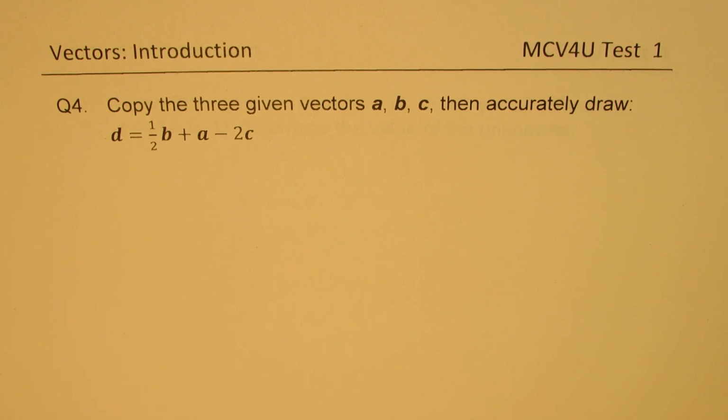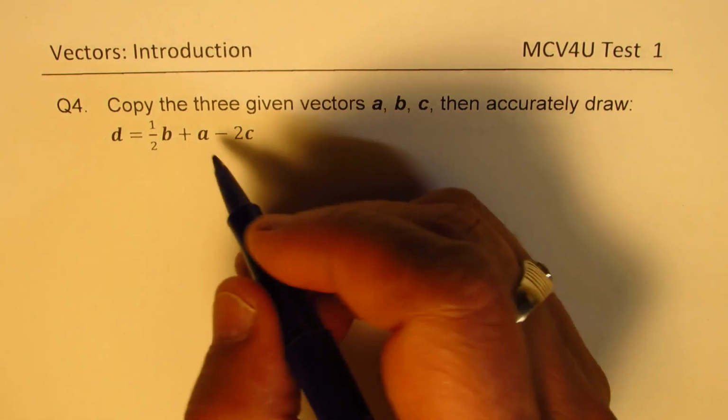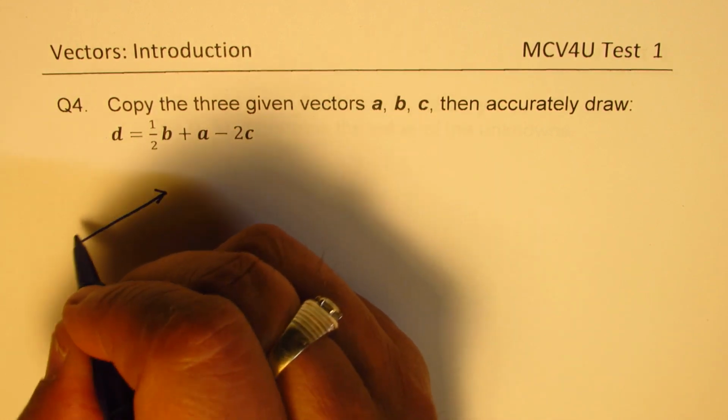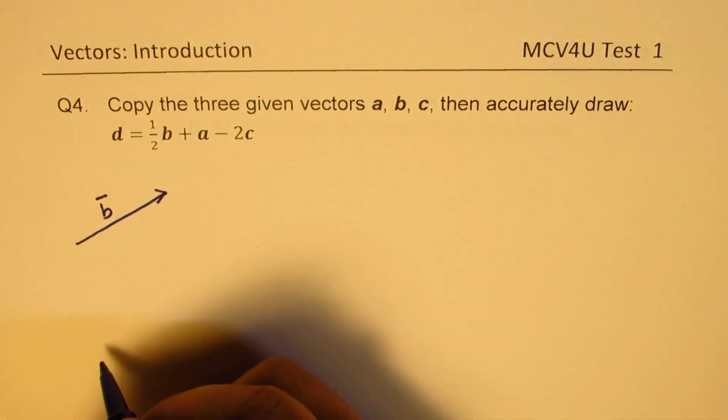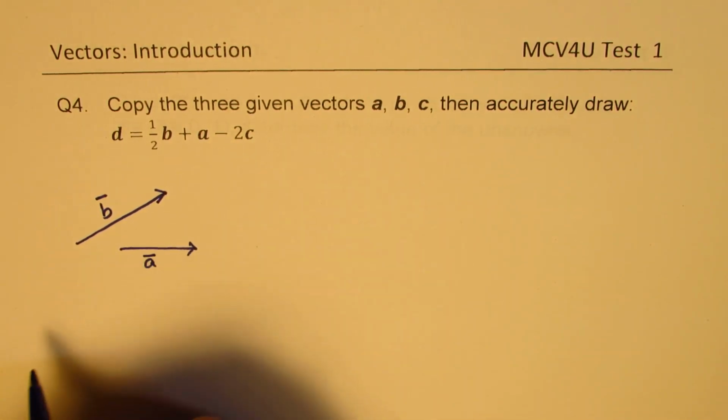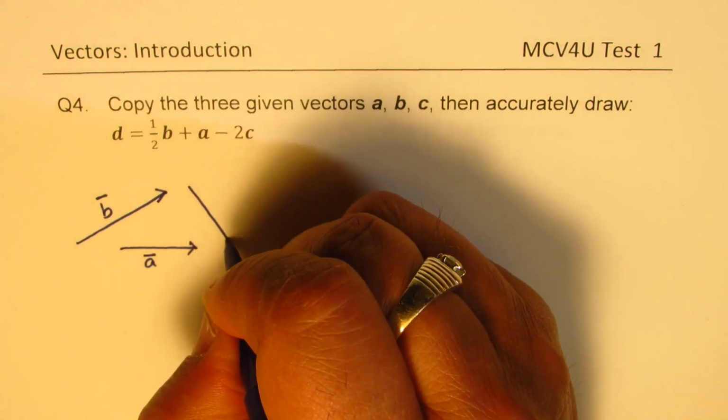Here is question number 4. Copy the three given vectors a, b, and c. Then accurately draw d, which is half of b plus a minus 2c. So let me just sketch the three vectors. Well, let's say this is one of the vectors. Let's call this vector b. And then here we have a vector which is a, and the vector c is given in this direction.